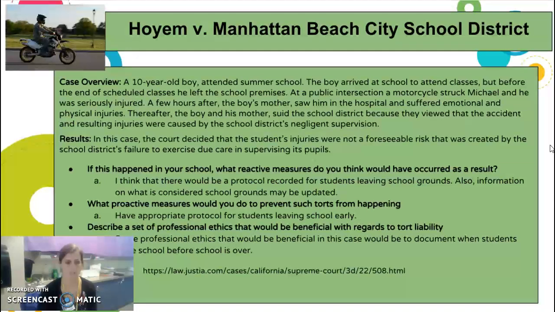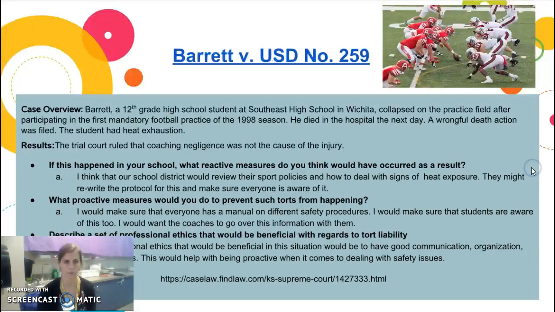So it was dismissed. If this happened in our school, obviously, again, we would have protocol for students leaving school grounds, a checkout system. We would also maybe talk about what is considered school grounds. Proactive measures to prevent this: have appropriate protocol for students leaving early. Describe a set of professional ethics. In this case would be to document a student leaving school, where they're going, who are they going with, to make sure that we are communicating where they are going.